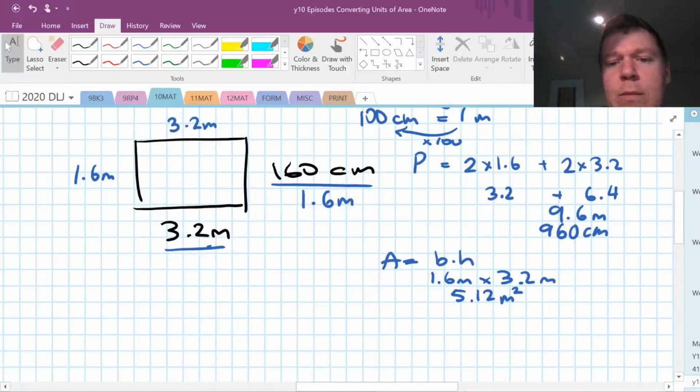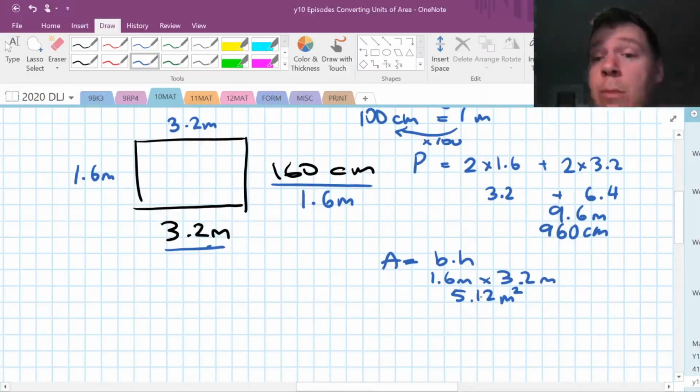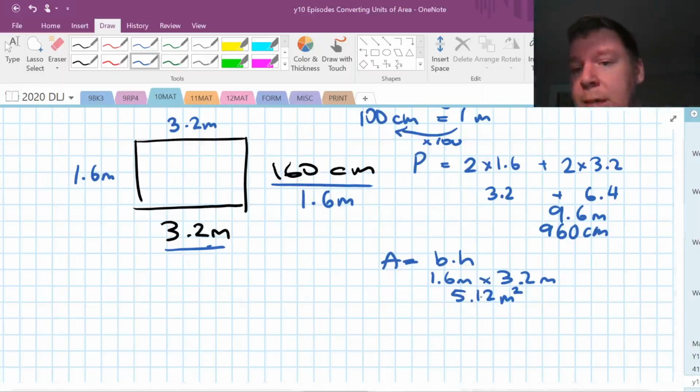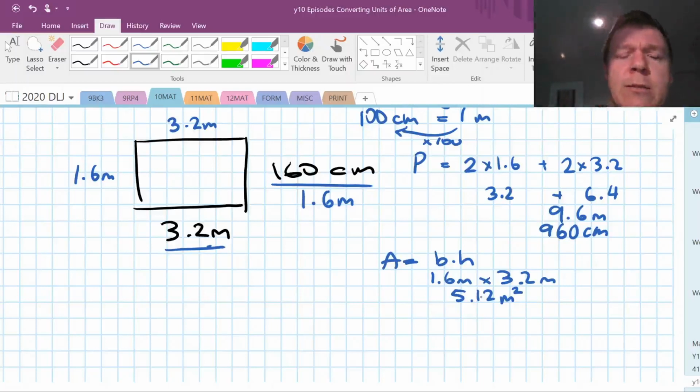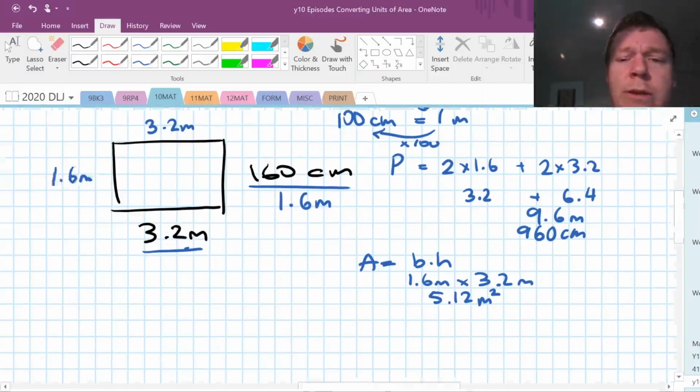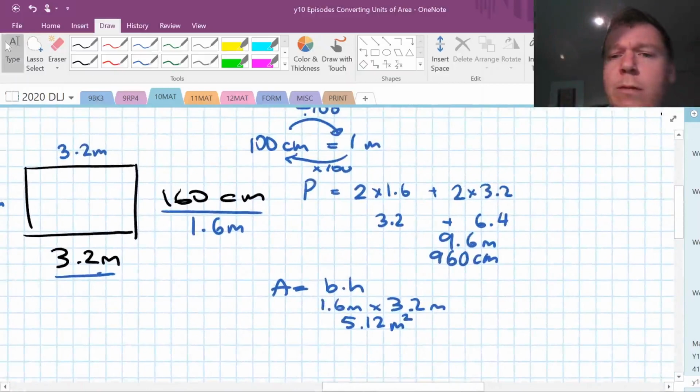And I'll go back and do the conversion to centimeters later. It's not as simple as just multiplying by 100 to get the amount of centimeters squared there are. So we'll just do our measurements in meters, or just whatever they're dealing with.